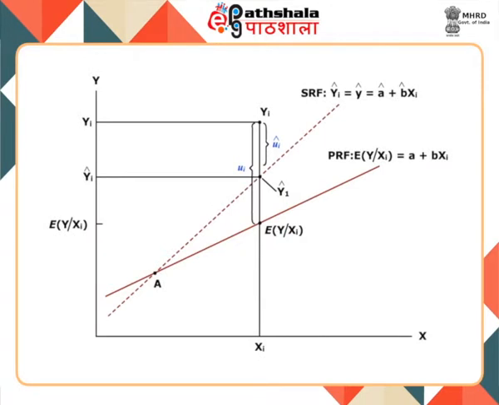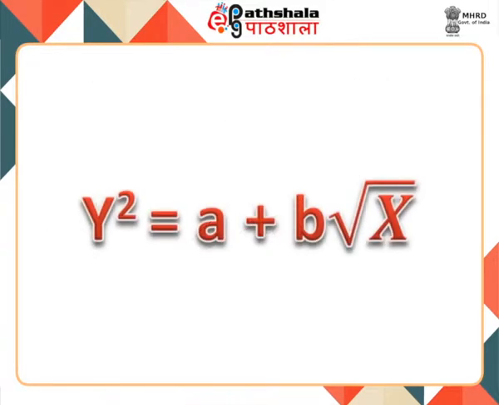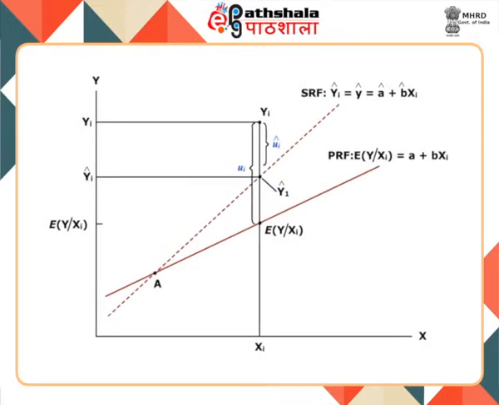In regression analysis, we are interested in the linearity of parameters and not of variables. Hence, a function of the form y square equals a plus b root x is linear in parameters a and b, and it is not linear in the variables x and y, because y is y square and x is root x.